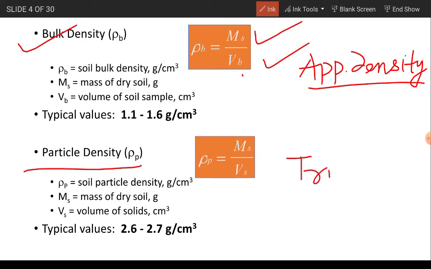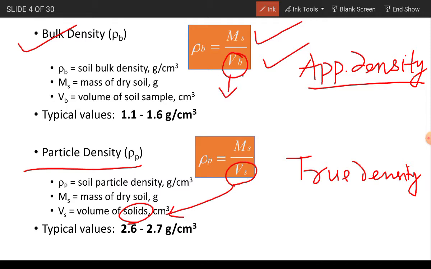Why is it called true density? Because it takes into account the solid portion. Here you can see the solid portion of soil. It is not including the air or soil water. But here it accounts the total volume of soil expressed in centimeter cube. This is called true density. Truly we are accounting only solids.